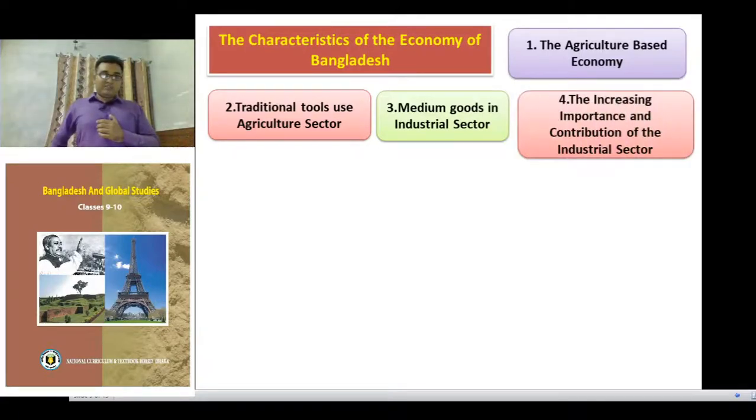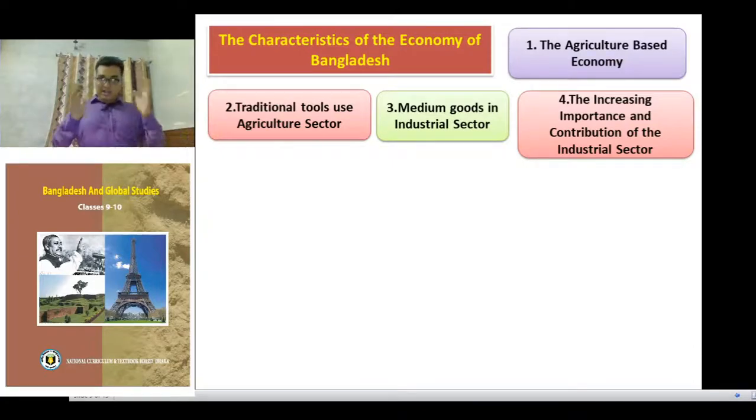The next characteristics of the economy of Bangladesh is the increasing importance and contributions of the industrial sector. Dear students, we are trying to make ourselves as a developed country by 2040. Okay, so our present government has given much importance in industrial sector. At the same time, the contribution of the industrial sector is increasing day by day. Okay, so these are the characteristics of the economy of Bangladesh.